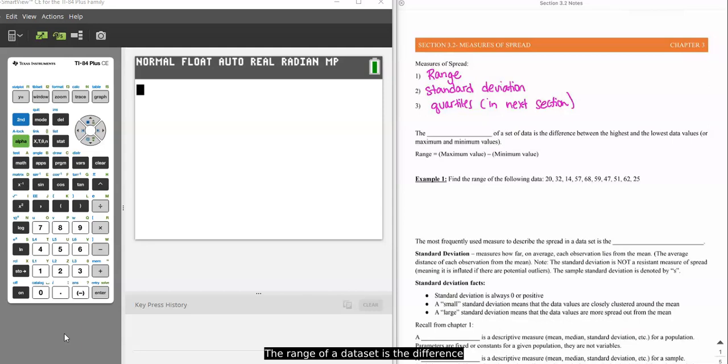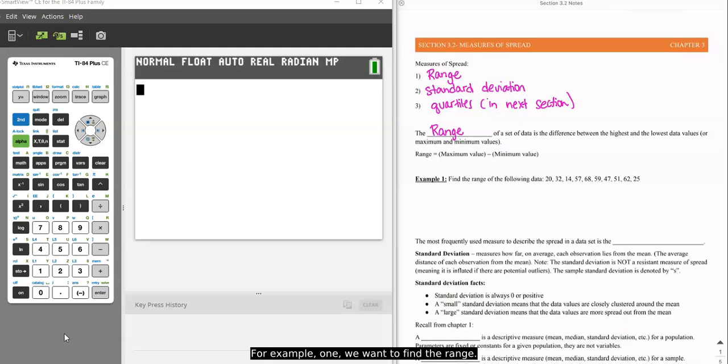So the range of a data set is the difference between the highest and the lowest data values, or maximum and minimum values. And so for my range, there is a formula for it. This is the fastest way to figure out the spread of the data. Usually it's not the most accurate. We tend to use standard deviation, but it is a quick look at sort of what's happening with the data.